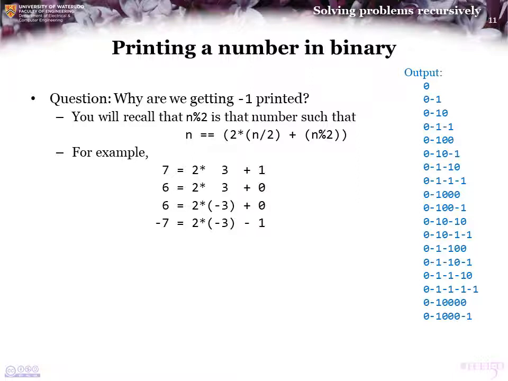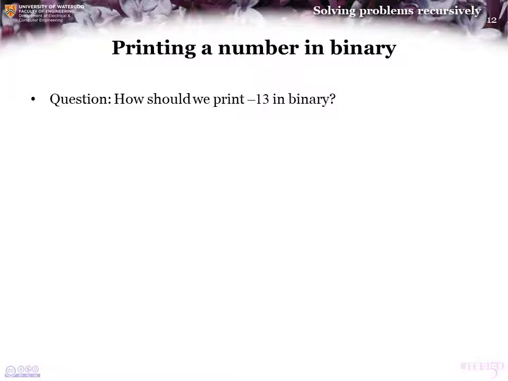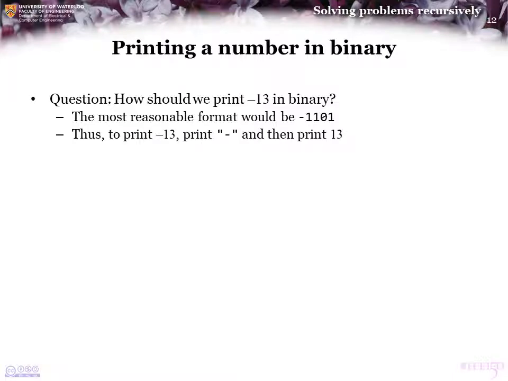Okay, so we have to now potentially deal with negative remainders. That sounds a little bit frustrating. Isn't there an easier way to print negative 13? Well, the most reasonable format for printing negative 13 would be to have negative 1101. Well, the easiest way to do this is to print a minus sign and then print positive 13, because we know our function already works for positive integers.